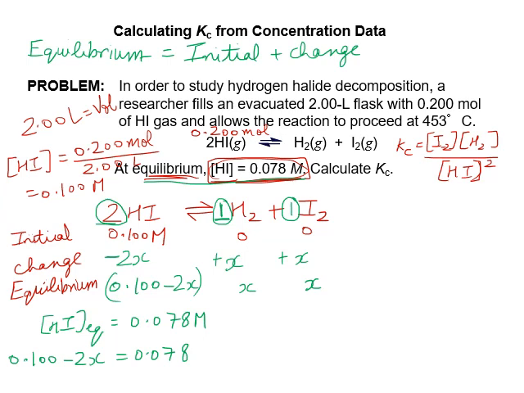If I'm solving for x, I need to get rid of all the other numbers next to it. So if I subtract 0.100 from here and I subtract 0.100 from here, I'll be left with negative 2x. Okay, so I'm just solving for x now. So negative 2x is going to be 0.078 minus 0.100.